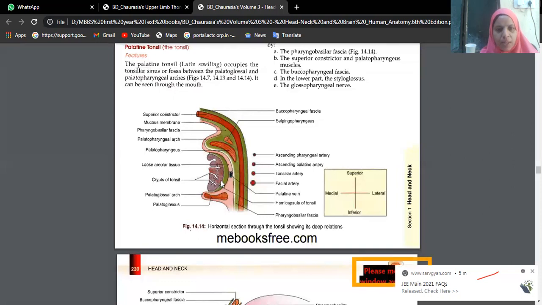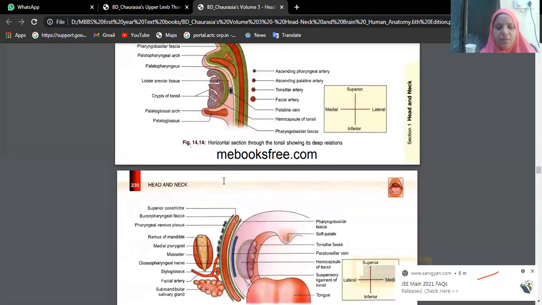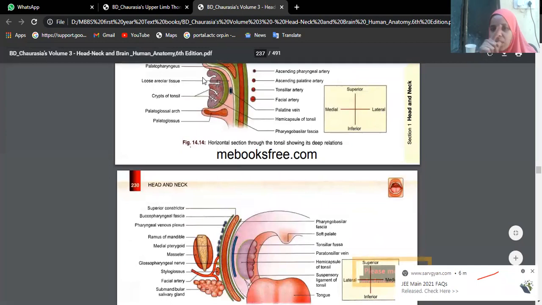You are finding there is a capsule which is covering it, and below that you are finding palatine vein, palatopharyngeus muscle, and this is superior constrictor muscle. Apart from that, you have ascending pharyngeal artery, palatine artery, tonsillar artery, facial artery. These are all structures what we see in the bed of the tonsil. On the medial surface of the tonsil, you will see there will be inward folds which are called crypts. One of the crypts is quite big in size. You call it crypta magna, also called intratonsillar cleft.